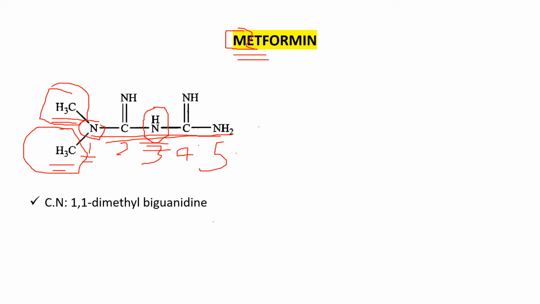First position, two methyl groups, therefore 1,1-dimethyl, and at the last the name of the parent structure, that is biguanidine.